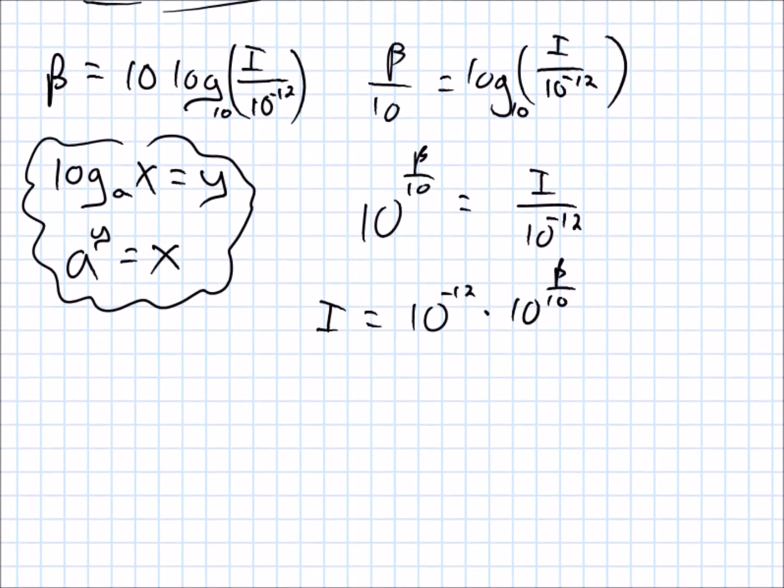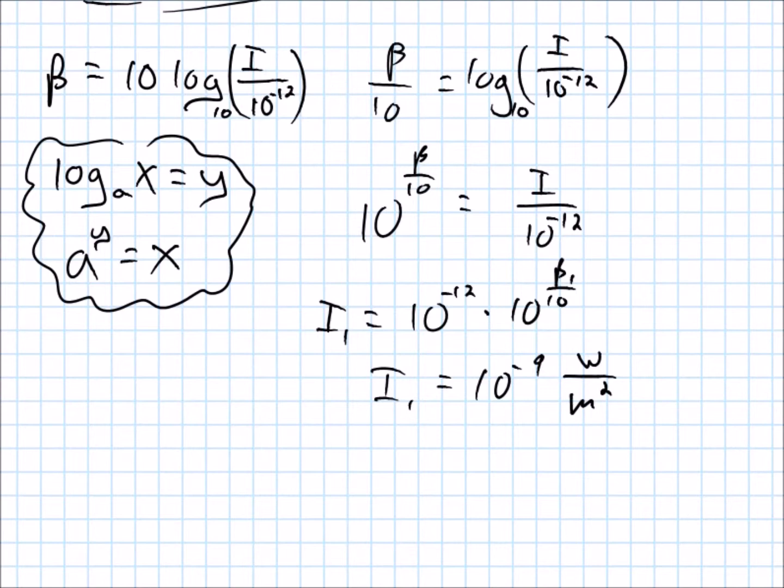So let's just plug in here. We said beta 1 was 30 decibels, so we'll plug in a 30 here, and that makes, let's see, 30 divided by 10 is 3, so this is 10 to the power of 3 times 10 to the minus 12, which gives us 10 to the minus 9 watts per meter squared.